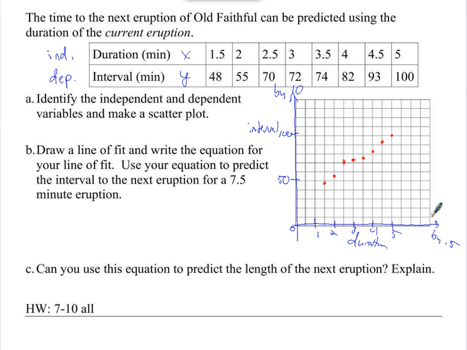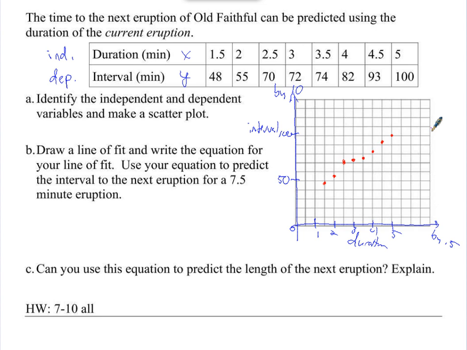All right, does it look like we have a relationship here? Yes, most definitely. This is actually a stronger relationship than the last one that we did. If I compare the two, the last one had dots all over the place. This one has dots that almost fall exactly on a line, and that is completely true of Yellowstone's Old Faithful. This is actually what happens.